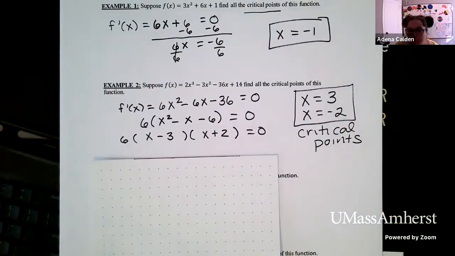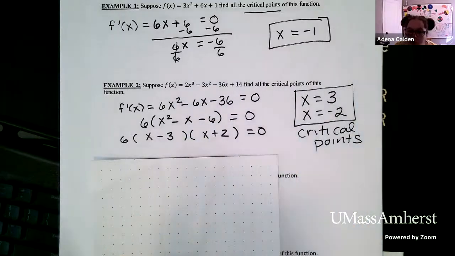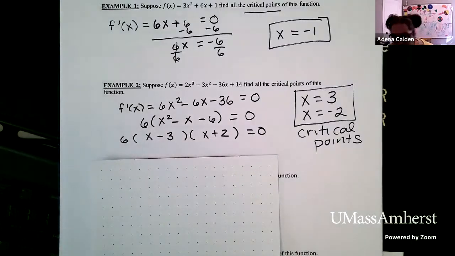Okay, so these are the two places on this function where I'm going to have horizontal tangent lines. Okay, so we're going to be doing more of this, just taking this idea that we're interested in where the first derivative equals 0. So let's go ahead and try.